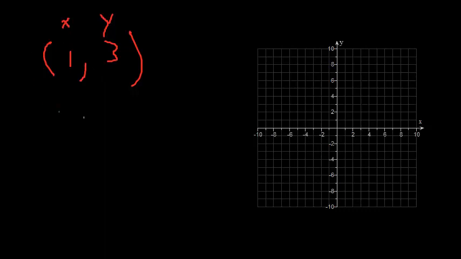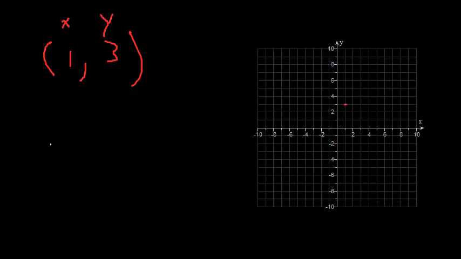So this ordered pair, 1, 3, we can plot that on the coordinate system by finding 1 on the x-axis, 3 on the y-axis, and finding where those two meet, right here. So you see here this point lines up with the 1 on the x-axis, the 3 on the y-axis, so that is the only point that fits for 1, 3.